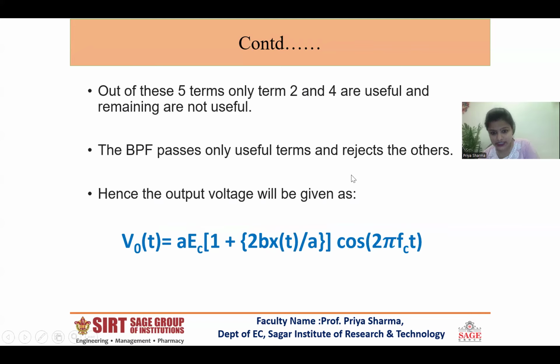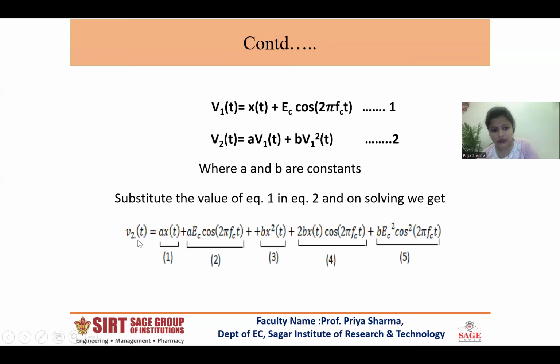As we have discussed, it is all written over here. Out of these five terms, only terms 2 and 4 are useful and the remaining are not useful. The bandpass filter passes only the useful terms and rejects the others. Hence, the output will be the result after dropping all the useless terms.